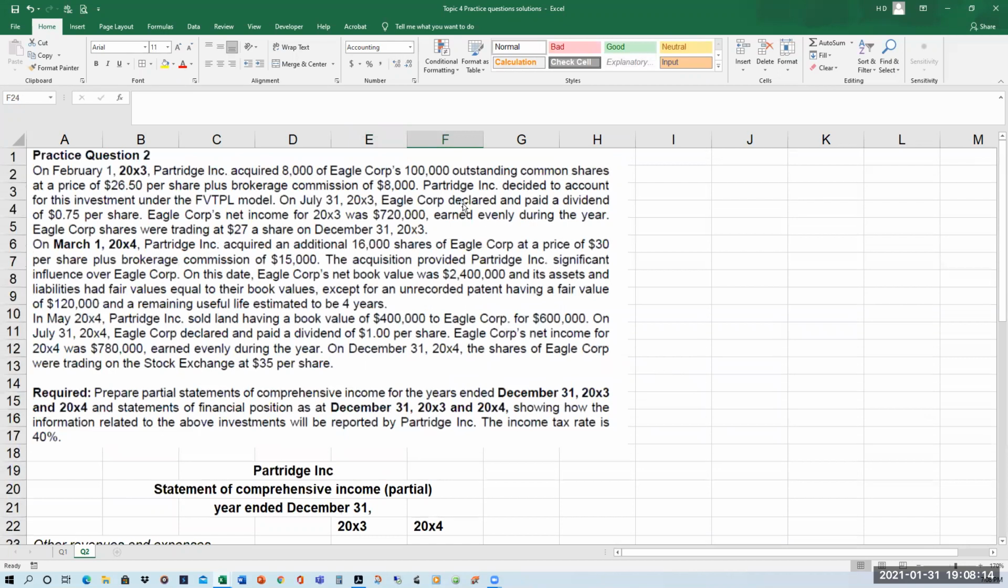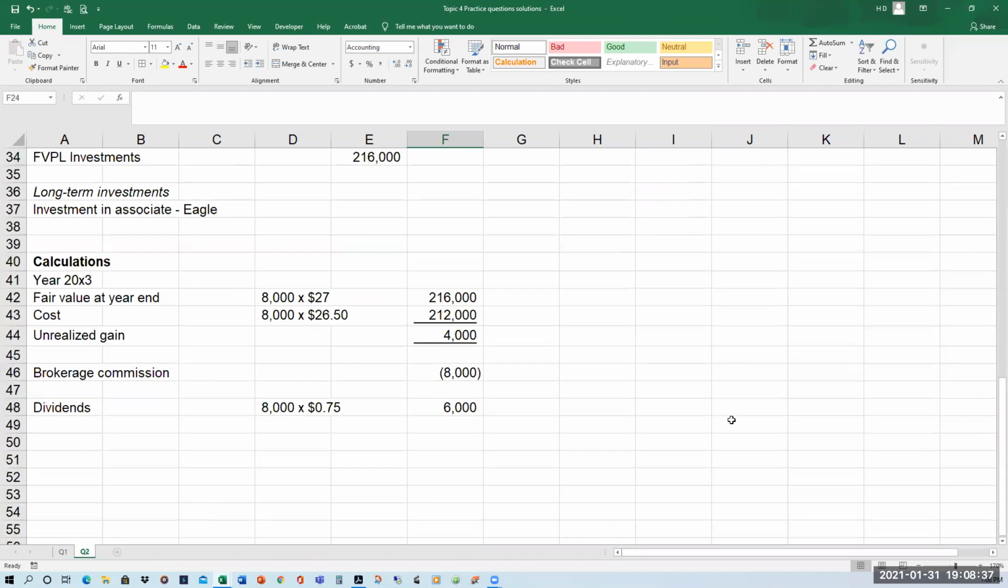And that was it. We didn't care about the net income for Eagle Corp for the year 2003 because we weren't picking any portion of that. On March 1st, 2004, when Partridge acquired an additional 16,000 shares at a price of $30 a share to get significant influence, the existing 8,000 shares must be remeasured. So for year 2004, there will be a reclassification gain, right?